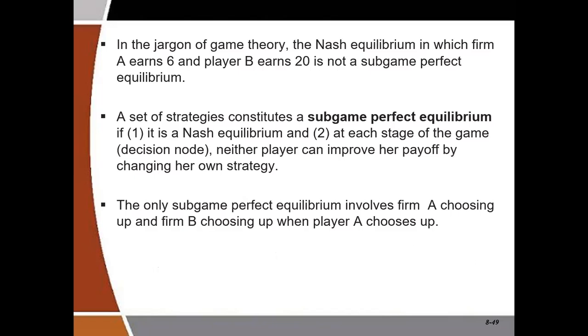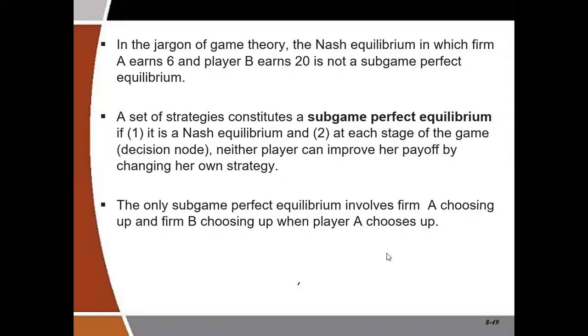So subgame perfect equilibrium is, number 1, when we have a Nash equilibrium, and number 2, when at each stage of the game, neither player can improve her payoff by changing her own strategy, right? So in this scenario, the only subgame perfect equilibrium is when player A chooses up and player B chooses up, right? For better understanding, let's solve a second example.